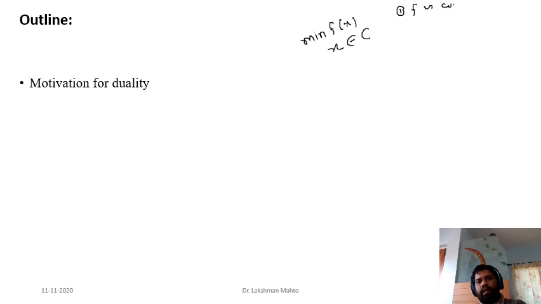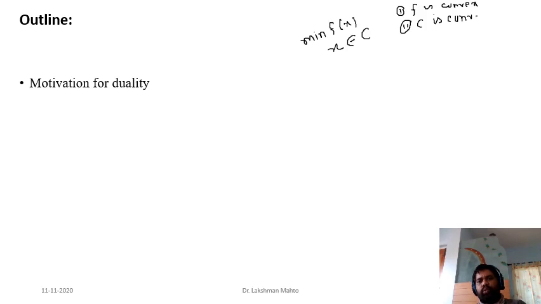And the constraint set, or simply you can say the feasible set C, is a convex set. So both happen to be convex in nature, the involved function and also the constraint set. So it is one kind of convex optimization problem.